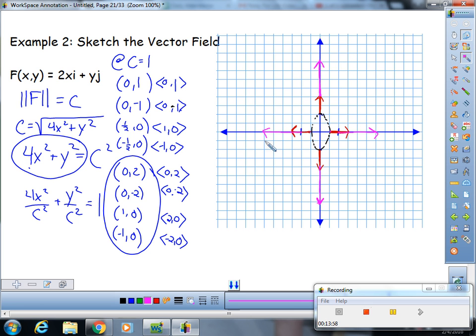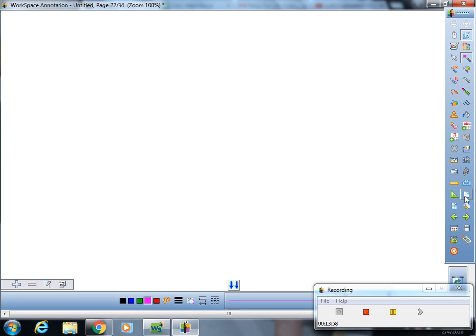Okay? So let's see. This is going to be... And now this is starting to look like the paraboloid. Remember the paraboloid that we did when we 3D printed it? And we sketched the level curves, and then we sketched the gradient vectors. It's starting to look like that, okay? So that brings us to our final topic of the day, and that would be conservative vector fields.